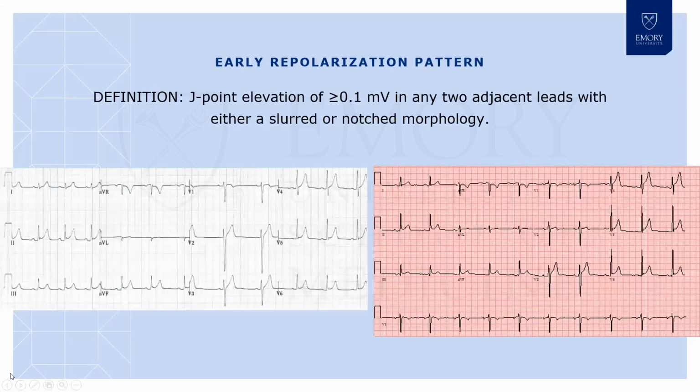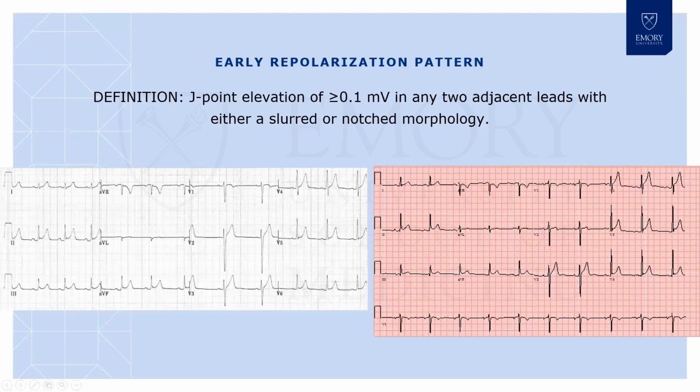So what is early repolarization pattern? This is the purpose of the talk. It's a very simple definition. There are many definitions, but this is the most widely accepted. It's J point elevation of at least 0.1 millivolts, or one small box, in two adjacent leads with either a slurred or a notched morphology.